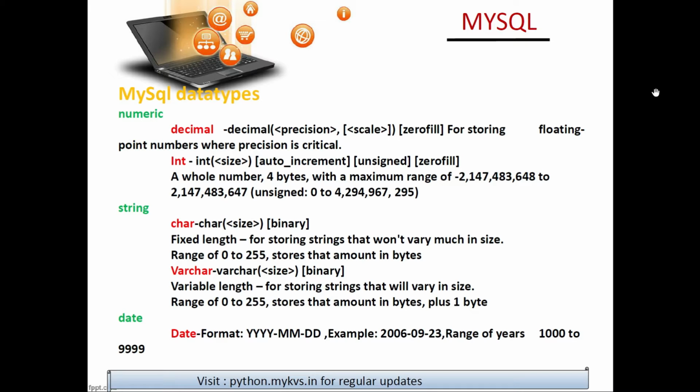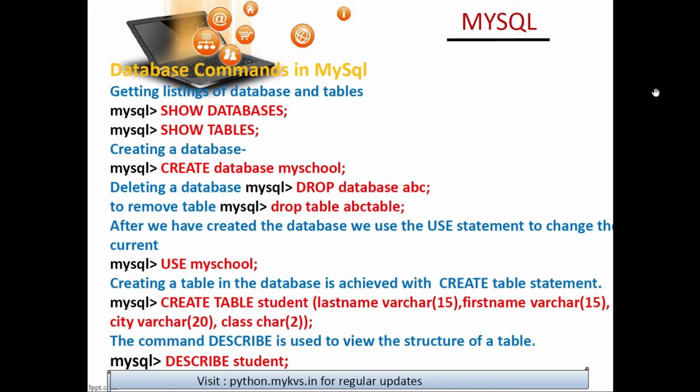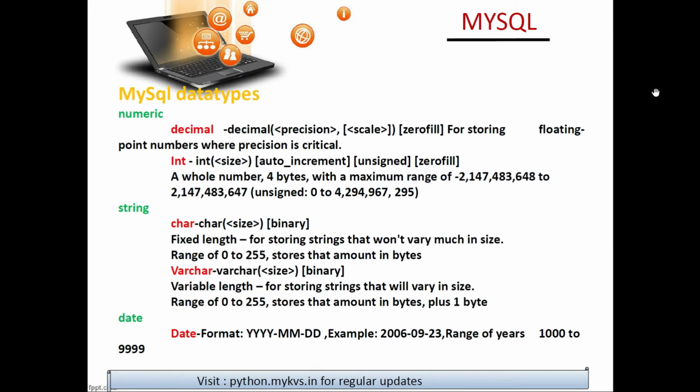And the date format you can see here. The format is YYYY, MM and DD. In that format only you have to take, and the year range is 1000 to 9999. So these are the principal data types. Some more are there also, but these four are mostly used in our SQL operations, whatever we are doing in CBSE.